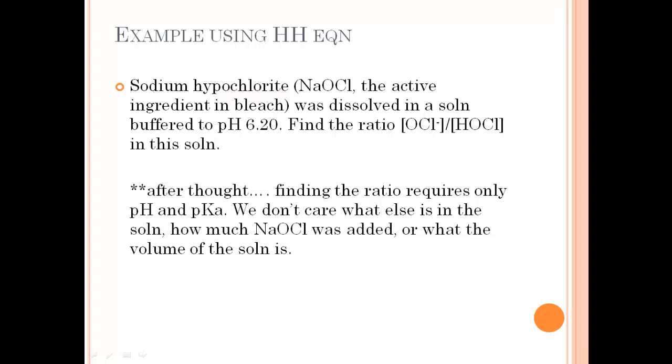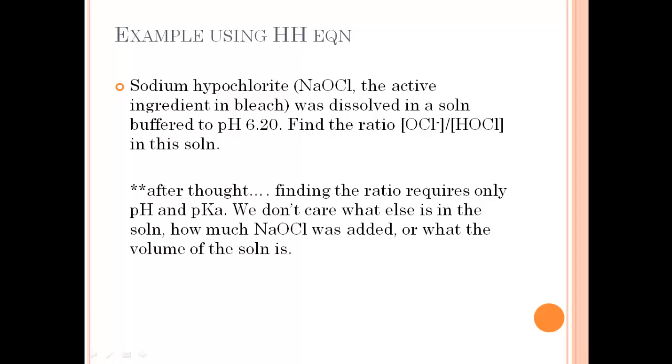Sodium hypochlorite, and I've given you the molecular formula, which is the active ingredient in bleach, was dissolved in a solution buffered to pH 6.20. Find the ratio of the weak base to the weak acid in this solution. So OCl minus is the conjugate base of hypochlorous acid, which is HOCl.